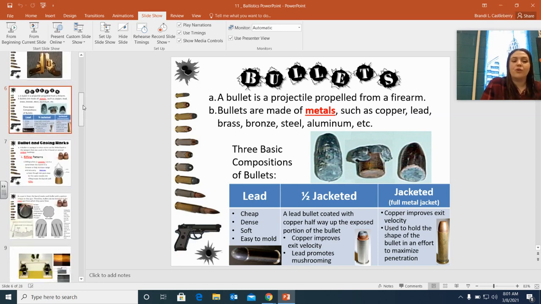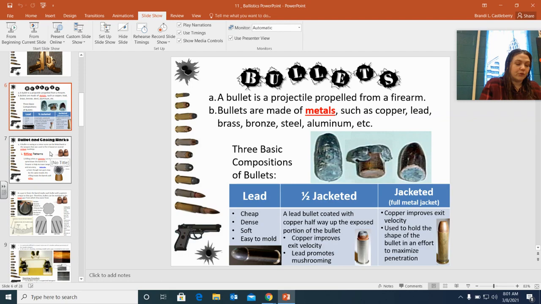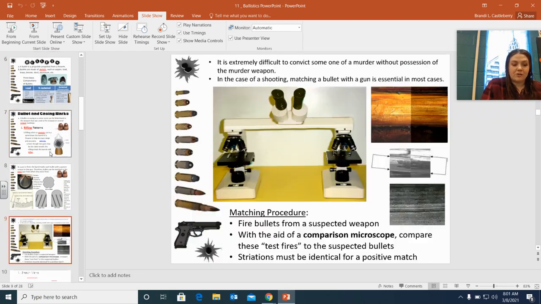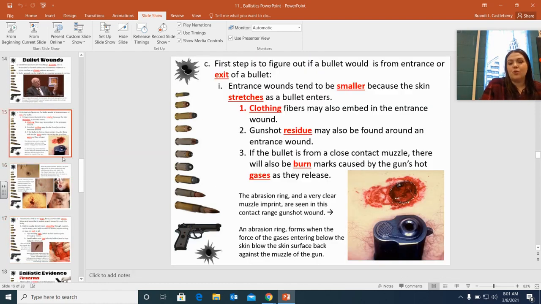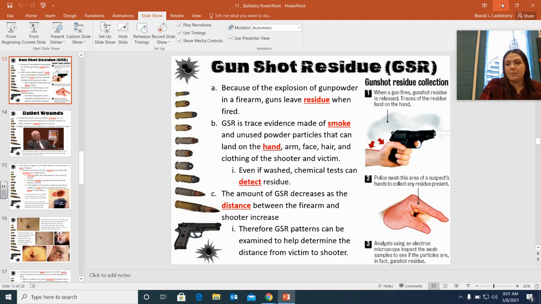Tomorrow we'll move into what the patterns are. What do we really look for if we're trying to match a bullet from a crime scene to a bullet from our suspects? How do we match those things? What are things that can be matched? And then we'll move into gun residue, bullet holes, all that kind of stuff. So really the meat of this unit is going to be in tomorrow's notes.